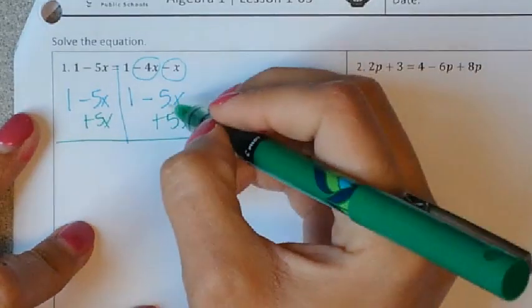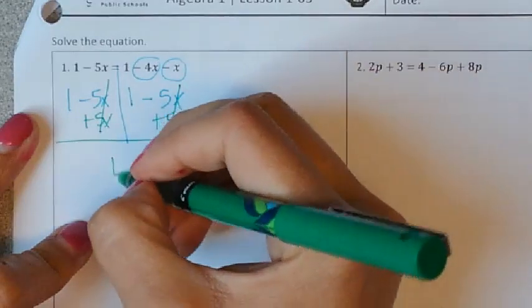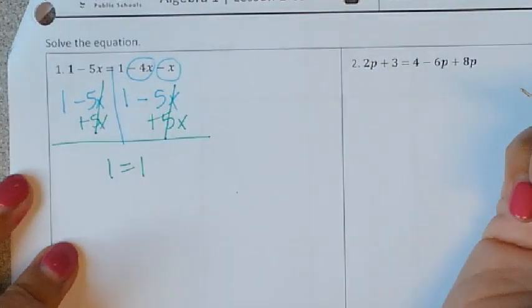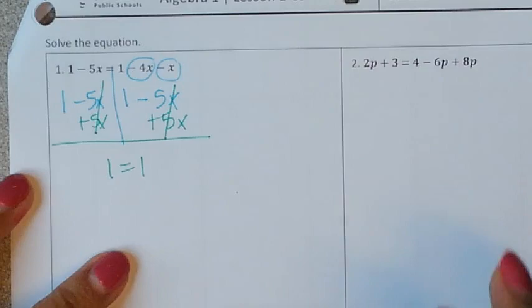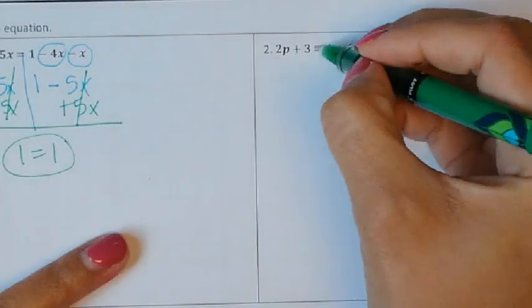And then here you would run into a problem because that cancels out, and then this one also would cancel out. So you would have 1 equals 1. And this is where you would question, wait, what's happening? Why am I getting 1 equals 1? On this one, you would do the same thing.